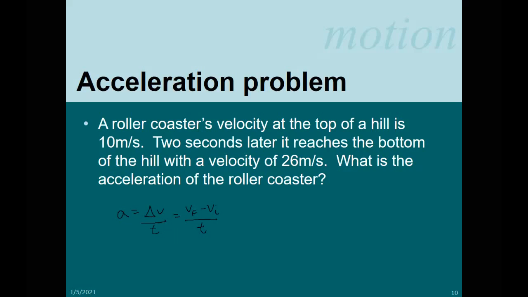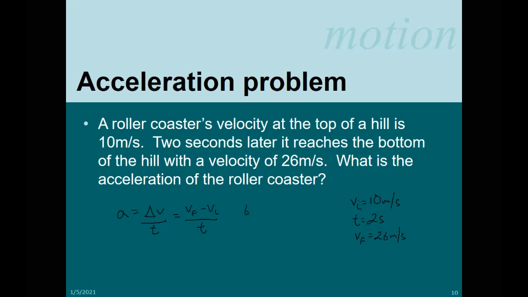I'm always going to ask that you write out what you know and what you don't know and then substitute into your known equations. It says the roller coaster's velocity at the top of the hill, so we're going to call this VI, is 10 meters per second. So VI equals 10 meters per second. 2 seconds later, so that's time, t equals 2 seconds. It reaches the bottom of the hill with a velocity, this is the VF or v final, of 26 meters per second. We then simply substitute these into our equation and solve.